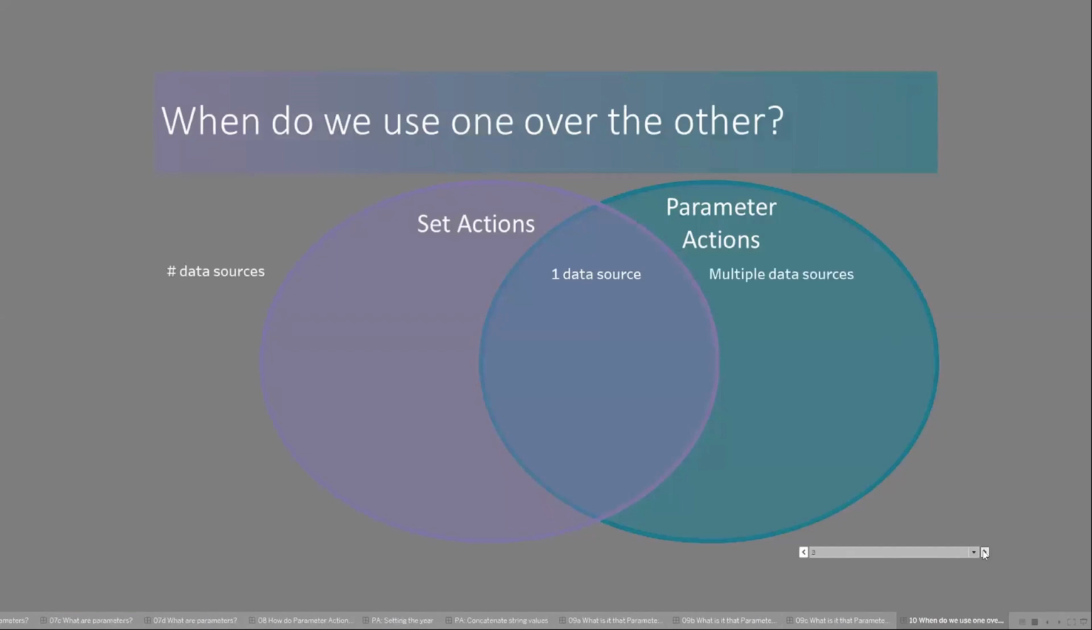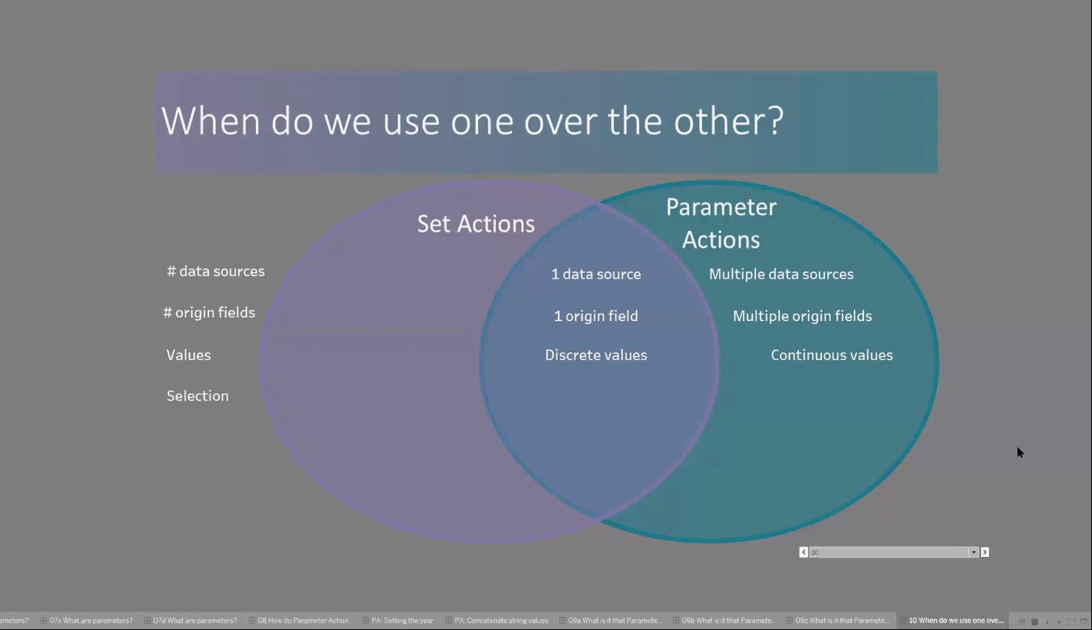But as soon as you use multiple, you will always have to use parameter actions because sets stick to one data source. And the same applies to the number of fields that you want to use in your set action or parameter action. If you only have one field, either action is fine. But as soon as you have multiple, you will have to use parameter actions because sets stick to only one field. Now, how about the values? If you have discrete values, you'll be fine again with either set actions or parameter actions. But as soon as you have continuous values, parameter actions will serve you better.